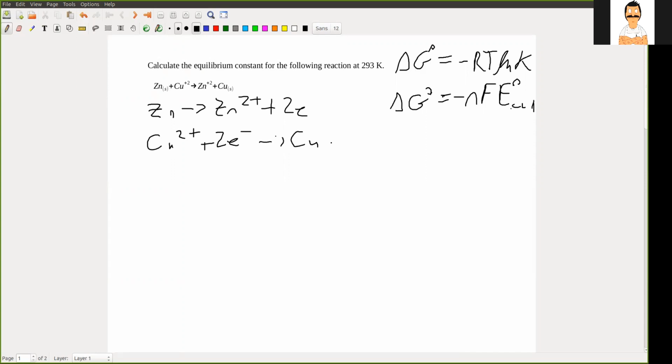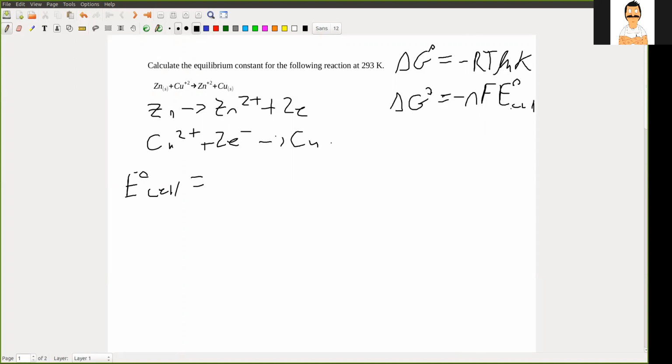So usually when you're looking up the standard reduction potentials, you'll be looking them up just as it says, as a reduction reaction. So when you look at this, you find that the cathode is the species that is reducing, and the anode is the species that's oxidizing. So your E cell, if you recall, is equal to the cathode minus the anode.